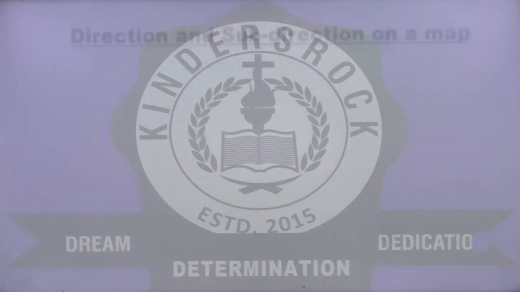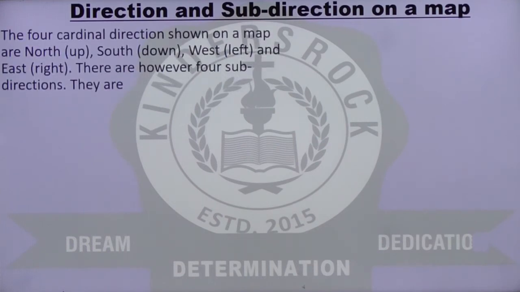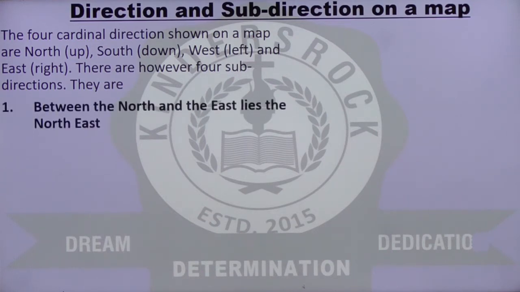Okay, direction and subdirection on a map. The four cardinal directions shown on the map are north, which is basically on the top, up position; south, down, the below position; west, towards the left; and east, towards the right. So always remember, the up of a map is north, the down of a map is south, the left of a map is west, and the east is on the right side. Very good.